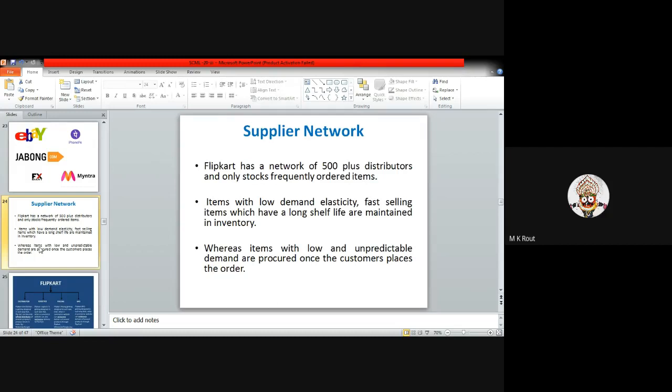Because as you know, most of the Flipkart mother distribution houses are connected to around 500 plus distributors, and only frequently ordered items are stocked. Items with low demand elasticity, fast-selling items, which have a long shelf life are maintained in inventories. I repeat, they never maintain any kind of inventory otherwise. But items with low demand elasticity, fast-selling and long shelf life are maintained as inventories, and the orders are directly sent to the customers. If you order a particular item which is not under low demand elasticity, fast-selling or long shelf life, in that case, you can get it within 2 days.